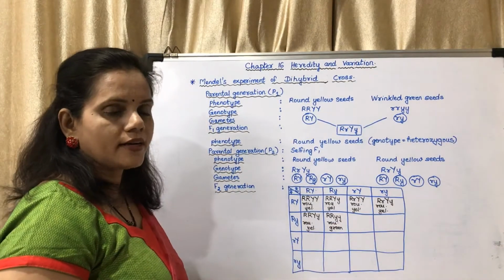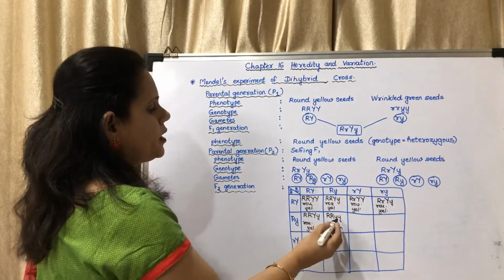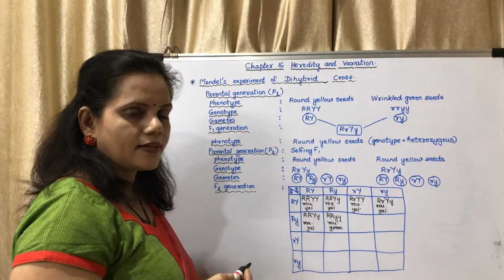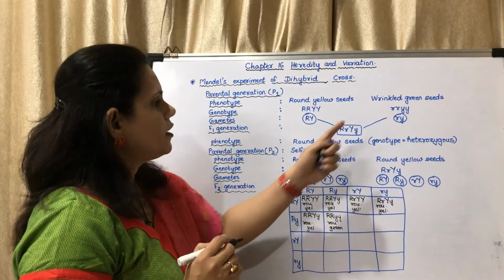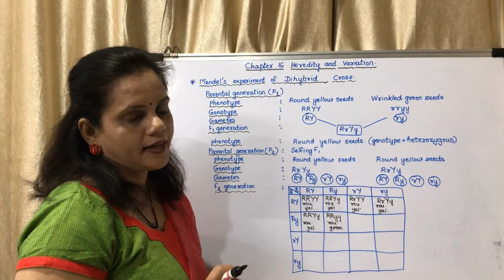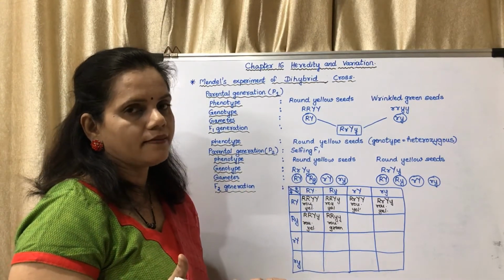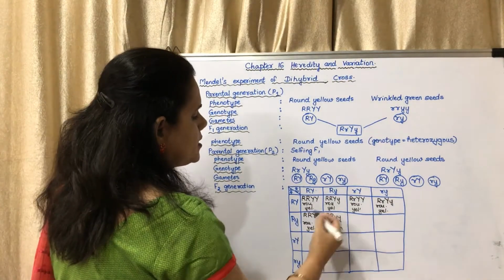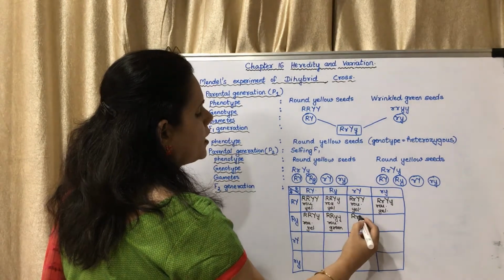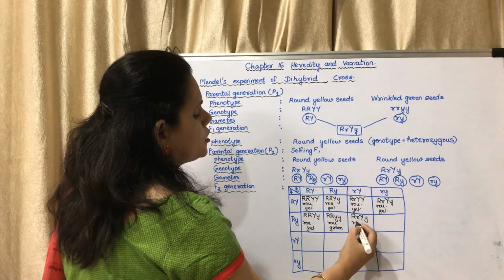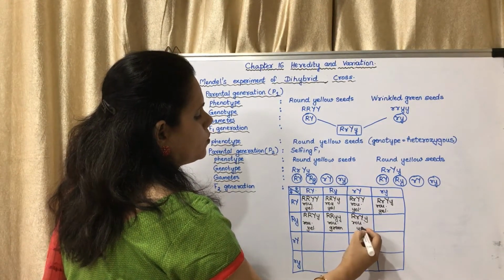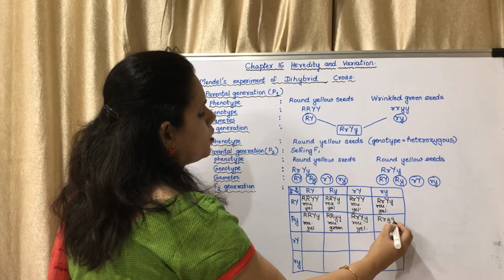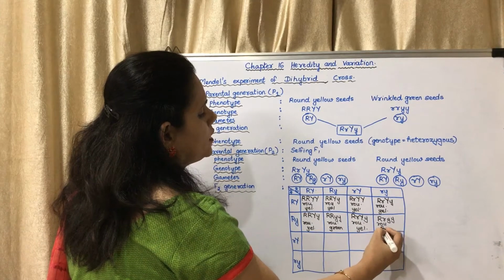It won't be yellow, it will be green. Why is it green? Because it has two recessive genes. A recessive characteristic is only shown if both are small y, small y. Even if there is a capital Y, it will be yellow. Now this will be capital R, capital Y, small y. This will be round yellow. Next, capital R, small y, small y. This will be round green.